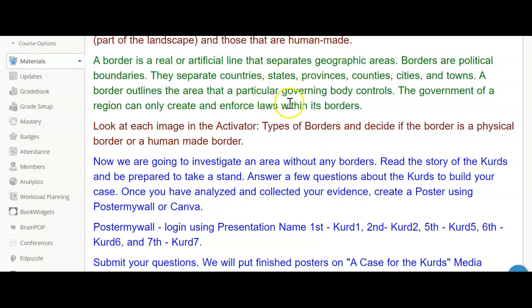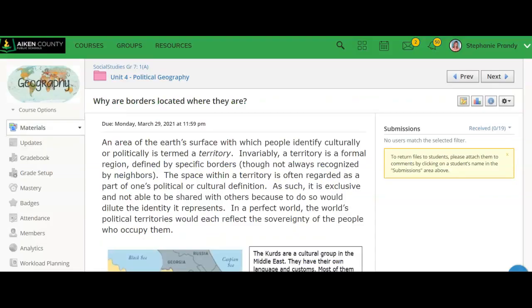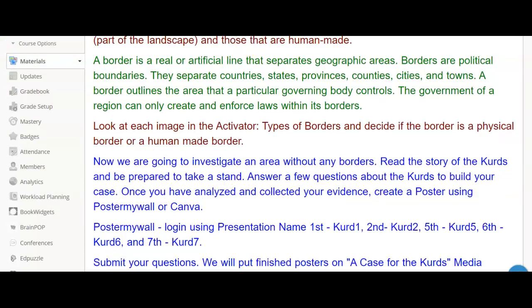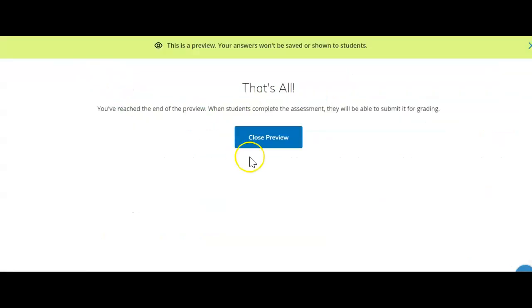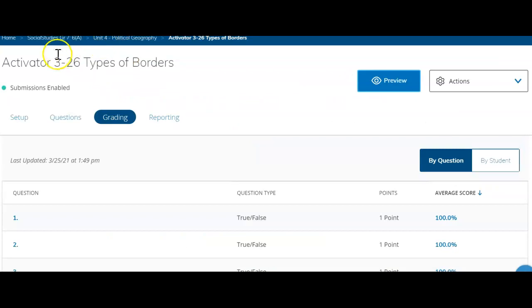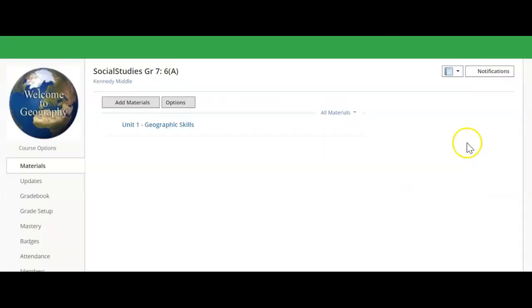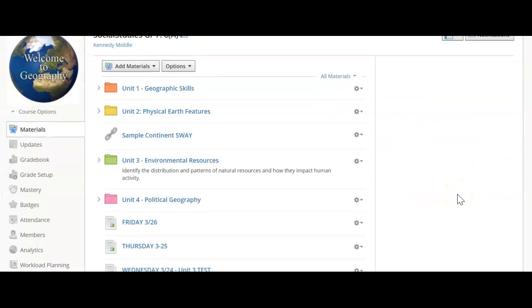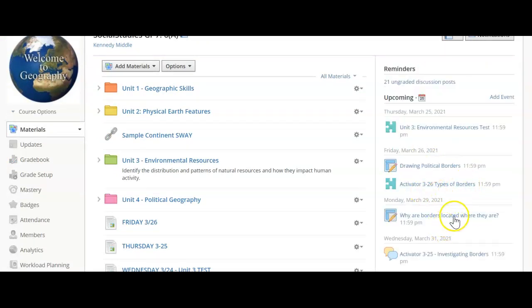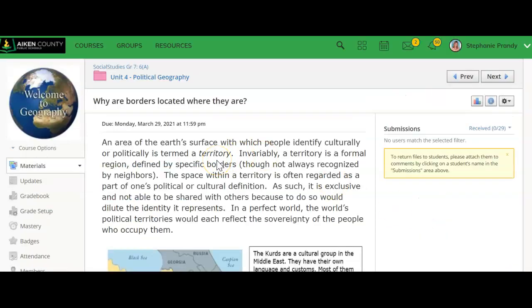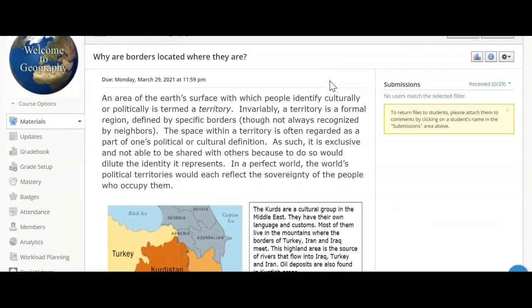Okay, so we're going to go back to our home page, and you will see that on your home page you have why are borders located where they are. It says it's due on Monday. When you open this up, you have an area for you to go to document. Don't go to my document yet. Stay on the assignment page right now. We'll go to my document in just a bit.